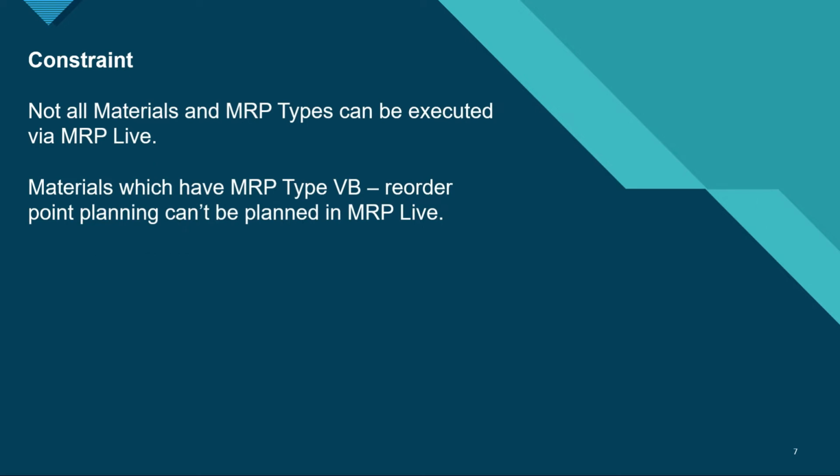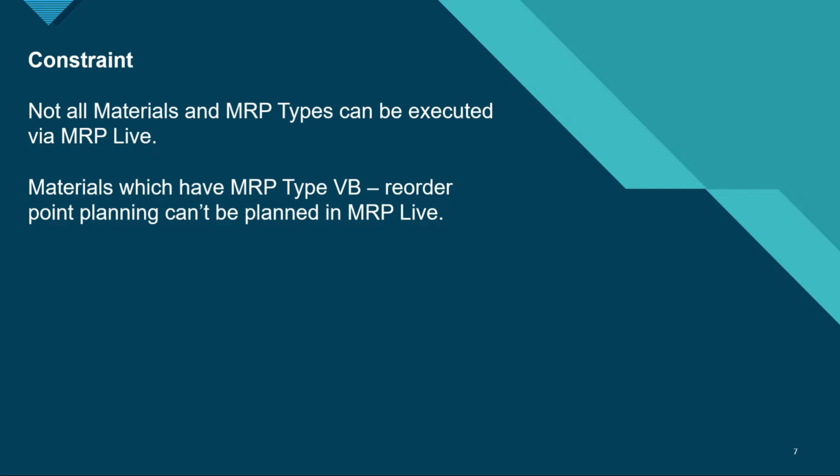Now we want to talk about the constraints as well. Not all materials and MRP types can be executed via MRP Live. The materials which have the type VB, that is order point planning, cannot be planned via MRP Live. So this is a constraint which you can remember.